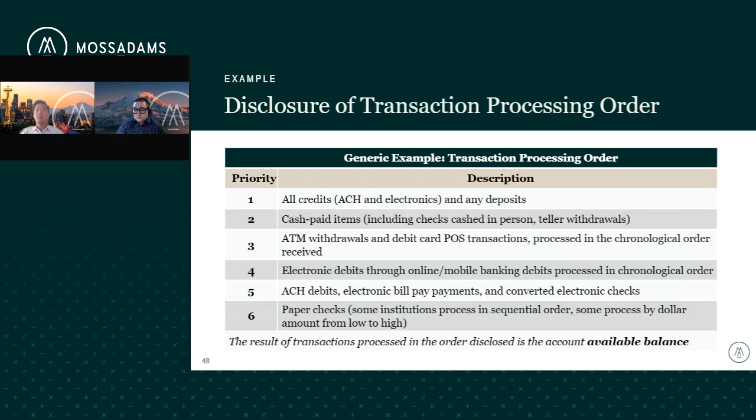All right, disclosure of transaction processing order. I just recommend as a general best practice, this is not explicitly required, that if you do not already know in intimate detail the transaction processing order of your system, and disclose that to your consumer in your new account agreement or disclosures, definitely recommend that as a best practice.